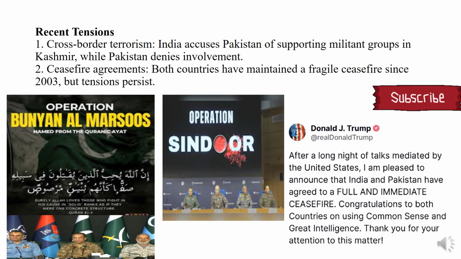And the US President Donald Trump said in his tweet, after a long night of talks mediated by the United States, that I am pleased to announce that India and Pakistan have agreed to a full and immediate ceasefire. Congratulations to both countries on using common sense and great intelligence. Thank you for your attention to this matter. So this is the recent tension, and it was four days of war.